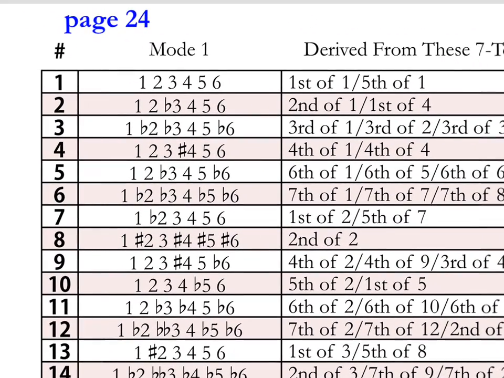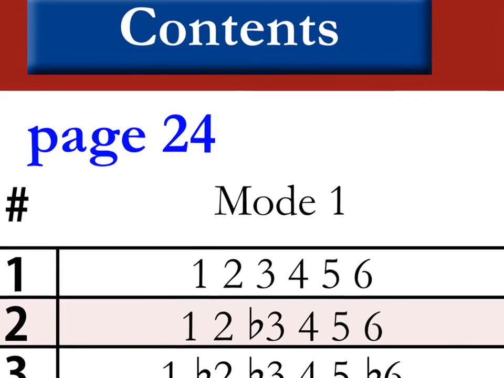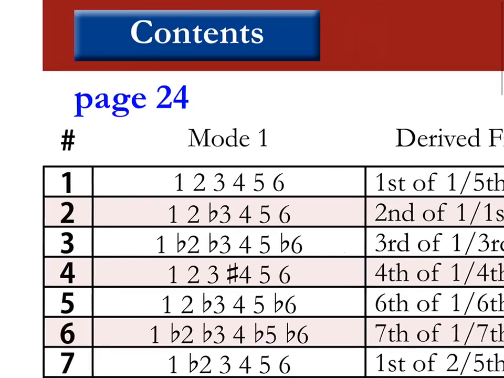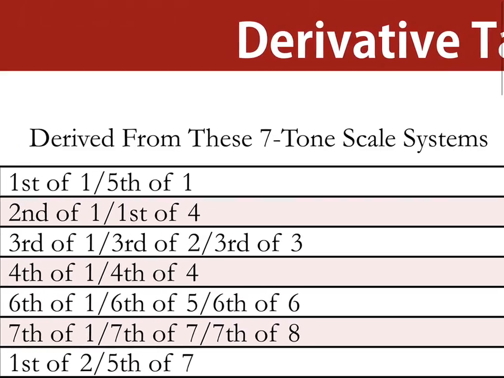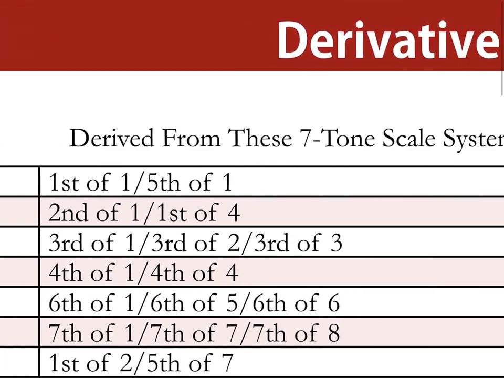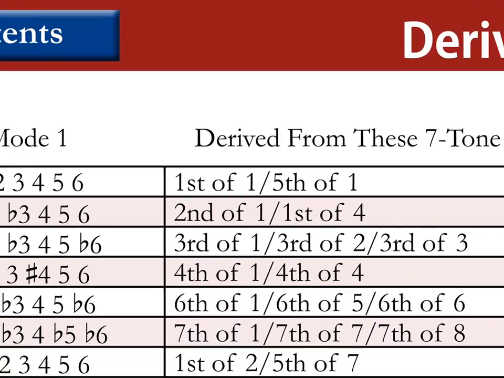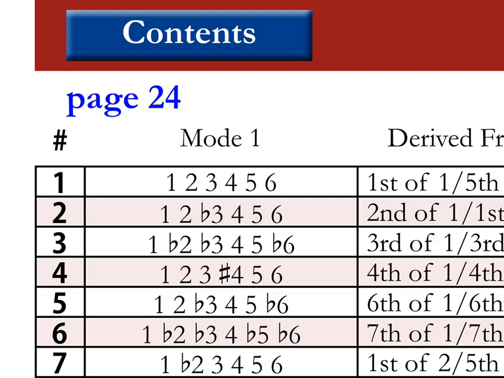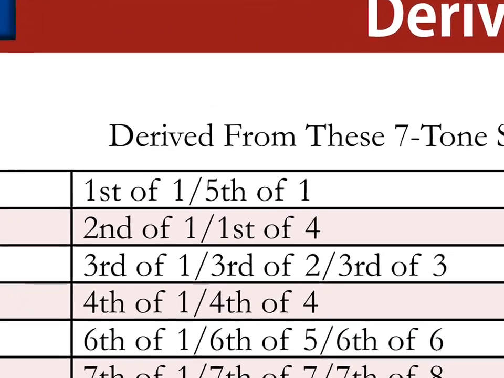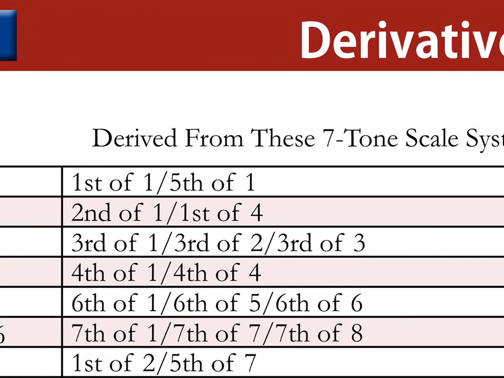So for example, if we look at 6-tone scale system 1, it displays the first mode's intervallic formula there. If we look at that first one and we move to the right, we can see that these are the 7-tone scale systems that it's derived from. You'll see the first of 1 and the 5th of 1. So that is saying that the first mode of 6-tone scale system 1 is derived from the first mode of 7-tone scale system 1, or the 5th mode of 7-tone scale system 1.